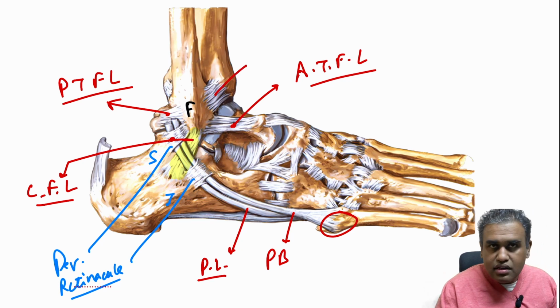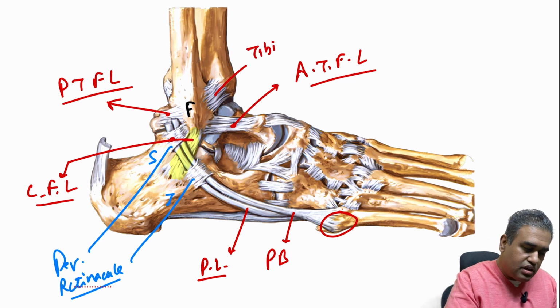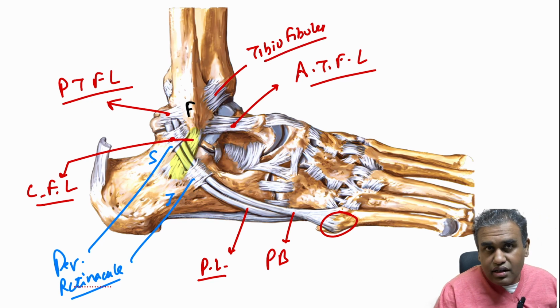This will be a tibiofibular ligament. This is actually the intraosseous tibiofibular because it is between the tibia and fibula. So these are the ligaments on the lateral aspect.